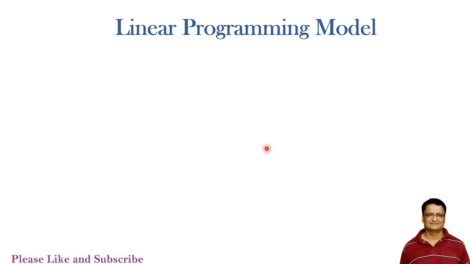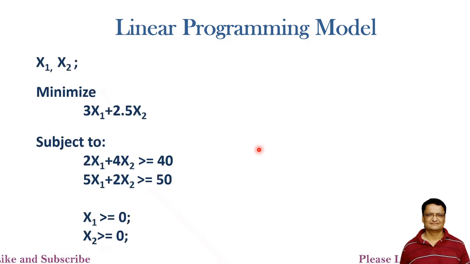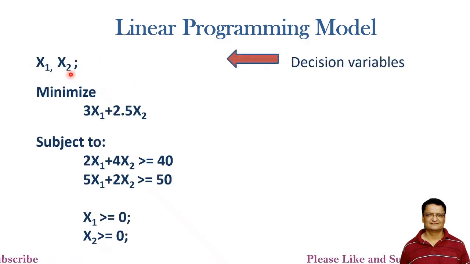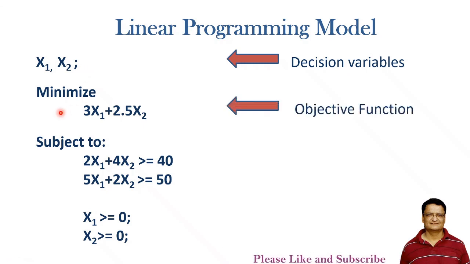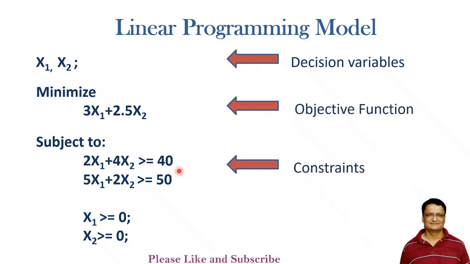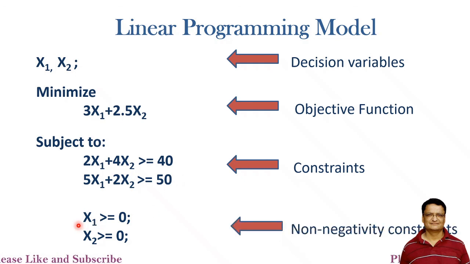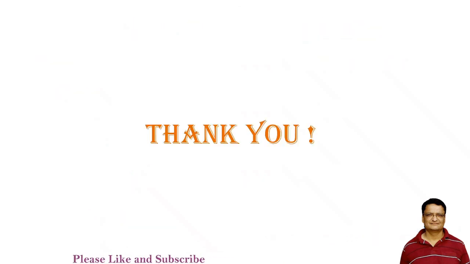And the complete linear programming model is represented in this way. So these are my decision variables, this is my objective function, these are the two constraints, this one is related to vitamin A, this one is related to vitamin B, and lastly, as the quantities of x1 and x2 cannot have a negative value, these two have to be non-negative, and that is why we mention it as a non-negativity constraint. Thank you.